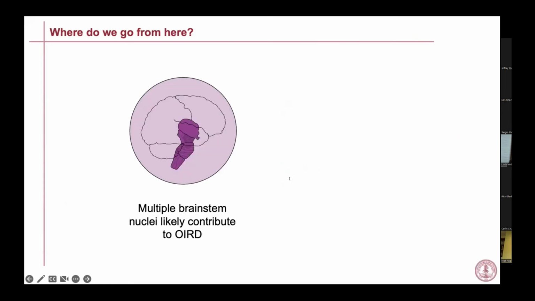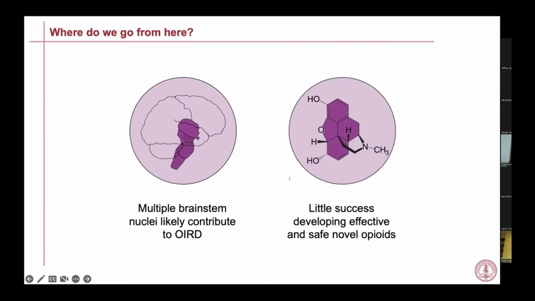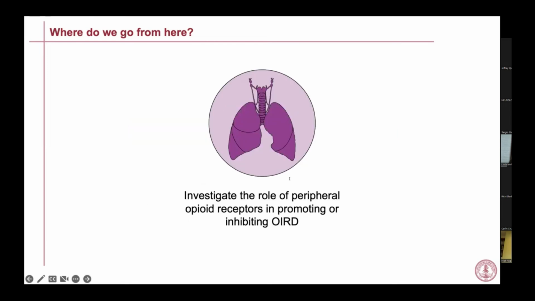And so where do we go from here? Given that I found that there's unlikely to be one specific targetable site of OIRD, and that there's been limited success in developing novel, safe opioid agonists, I think there's a need for a transition in our thinking about how to continue to develop and use opioids in a safe way and what interventions might be possible.